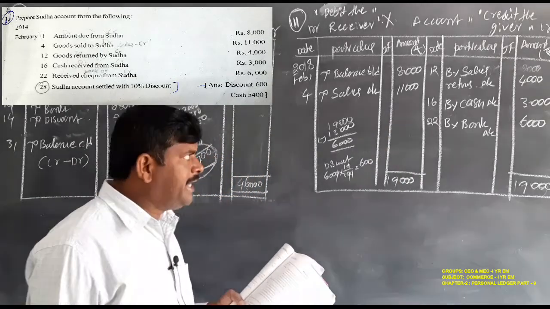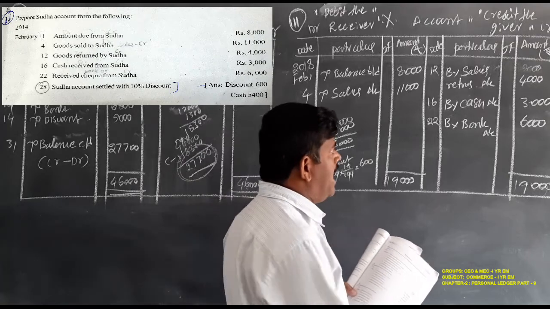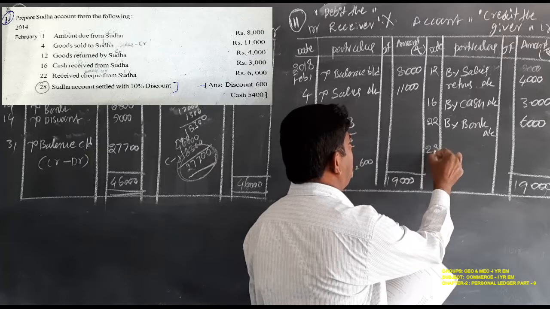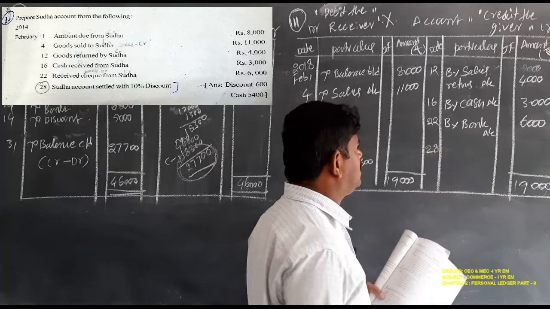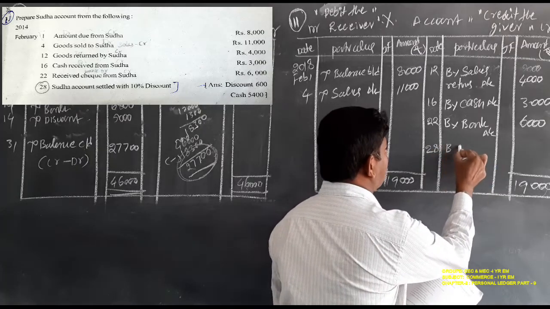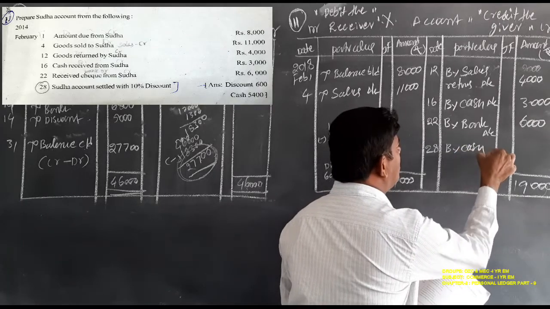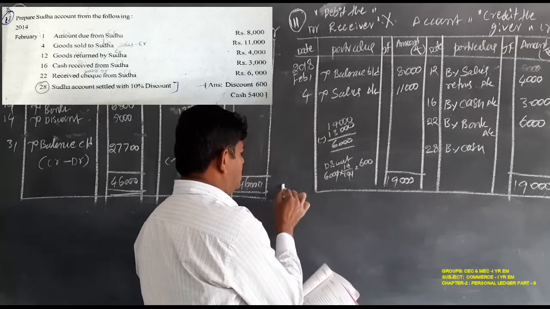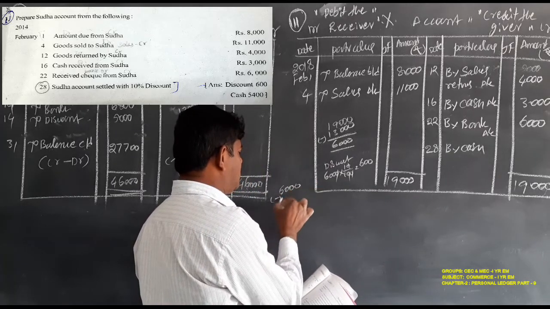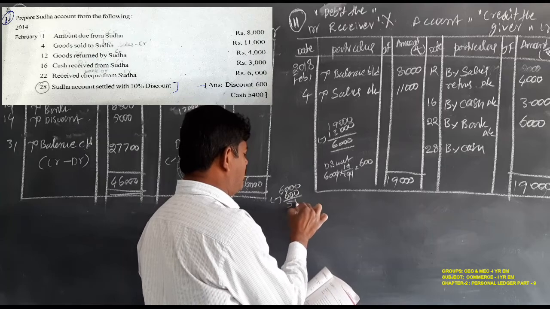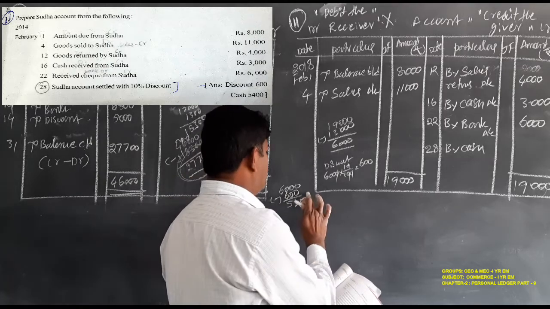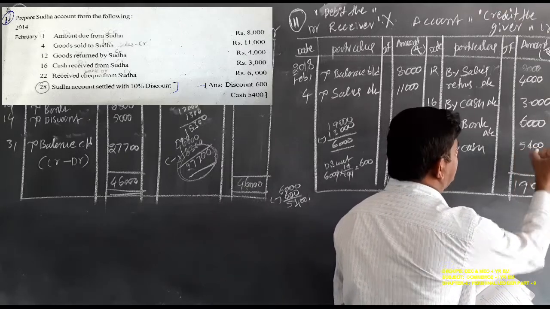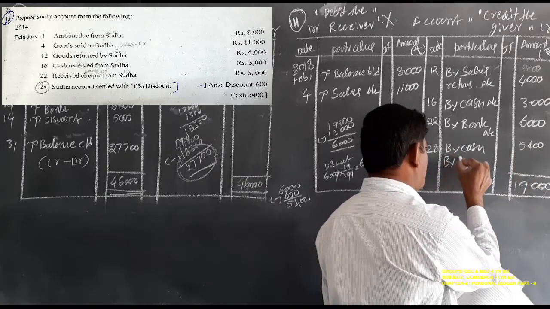So you have to write on the credit side, what is the last date? February 28. By cash amount, what is the amount? 6,000 minus discount 600 rupees. Total amount 5,400 rupees paid in cash. So by cash account 5,400. Same by discount.